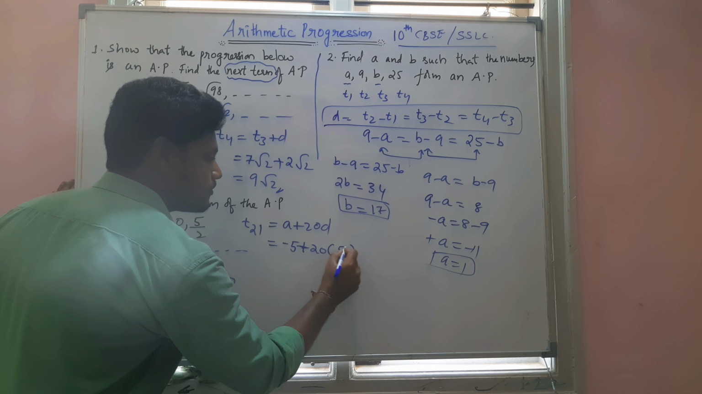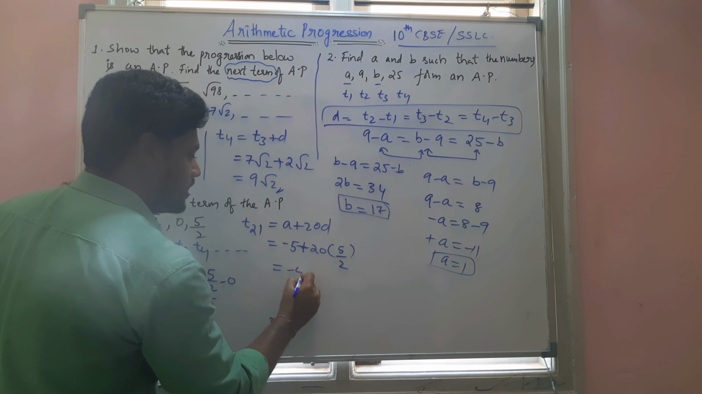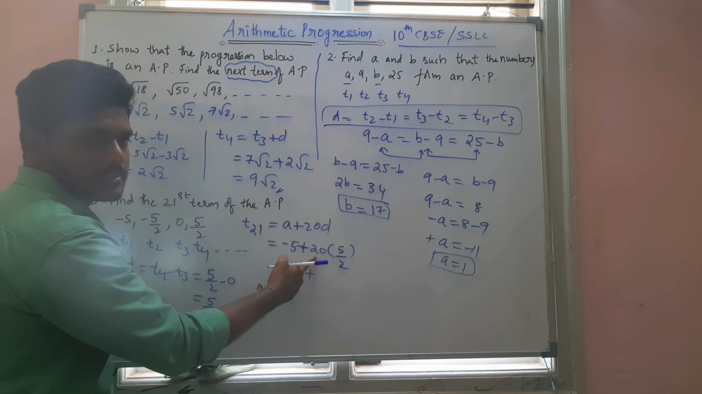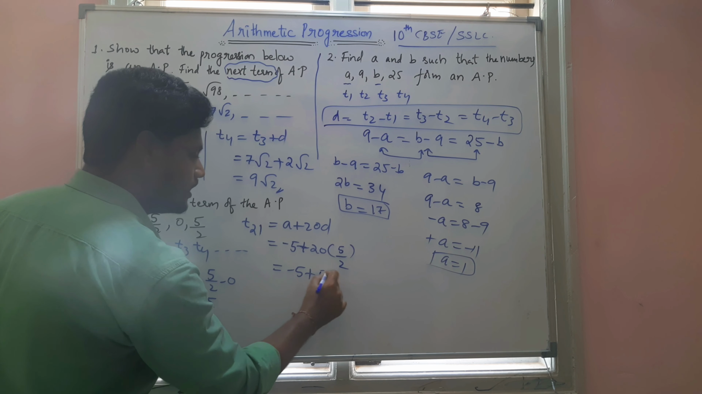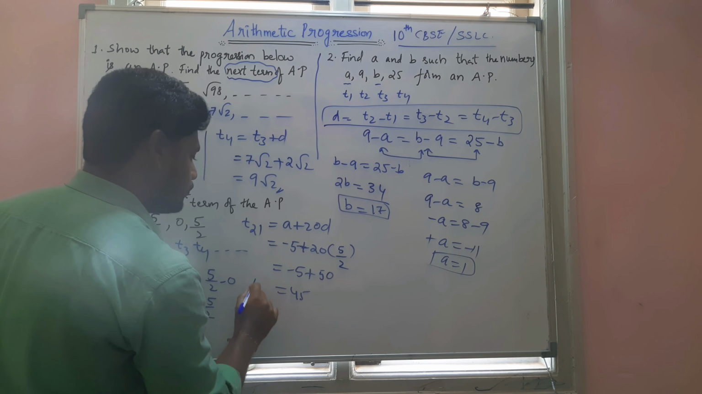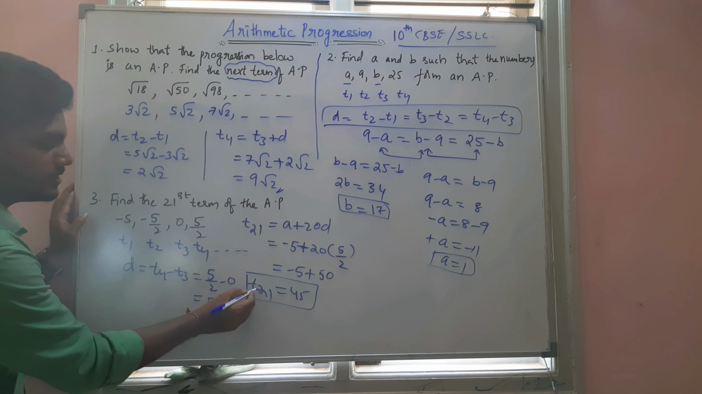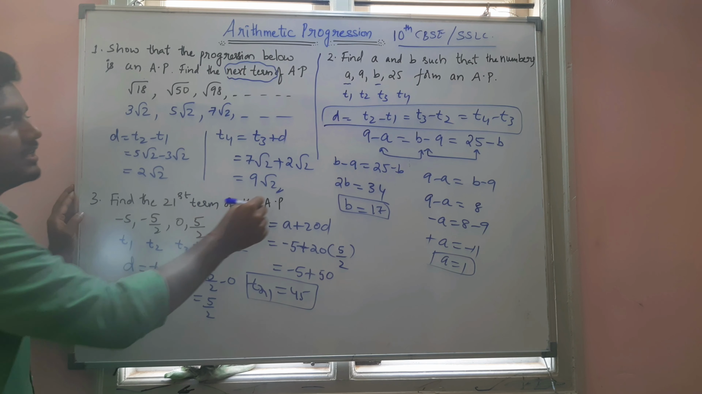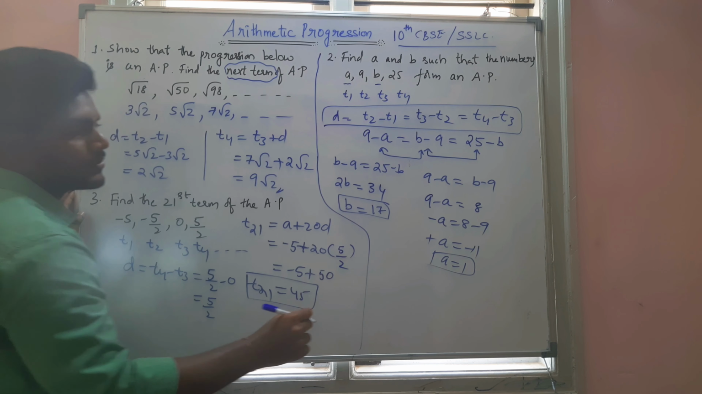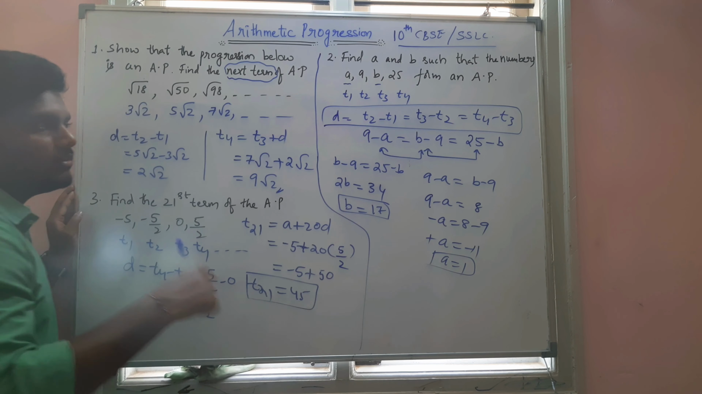That I will substitute here. 5 by 2. So minus 5 plus 2 ones are 2, tens, 10 into 5 is 50, which gives 45. 45 is the 21st term, T21. So you understood how to solve if they give any of these three models. Okay, we will move to another problem. Keep watching.